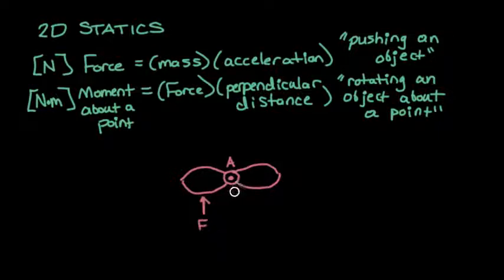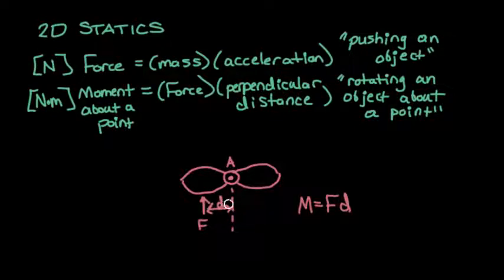So we have our force F here, and it has this distance that we'll call the letter D from a point. In this case, it's the pin on the propeller. So the moment or torque being applied to this propeller would be, we'll call that moment M. It would just be F times D.